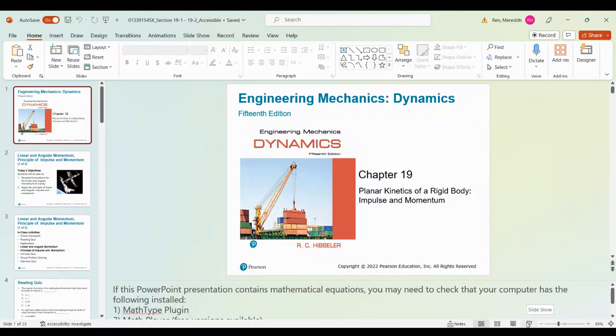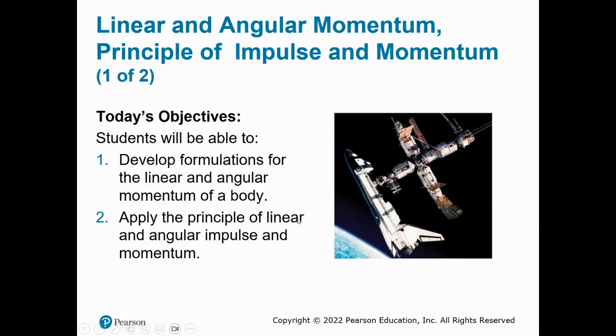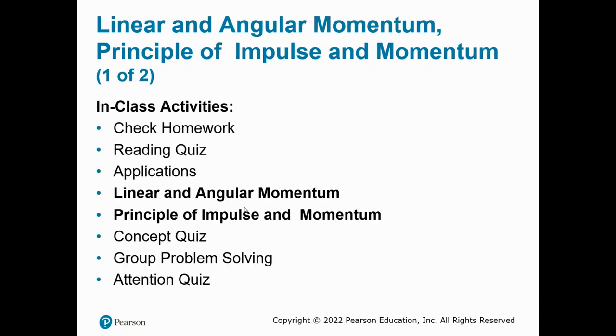Hello everyone. In this video, we are going to look at chapter 19, sections 19.1 and 19.2. In this chapter, we're going to learn the formulations for linear and angular momentum of a body, and we're going to apply the principle of linear and angular impulse and momentum.